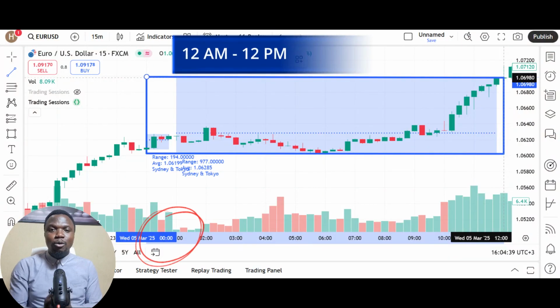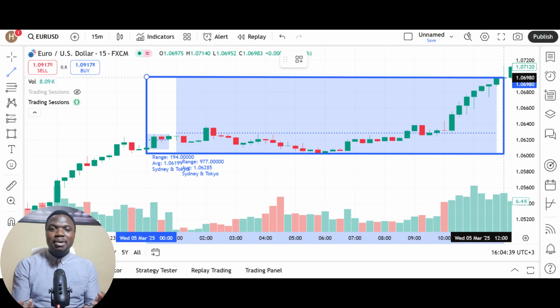Then we have the Asian session, which includes both the Tokyo and the Sydney sessions, and they run from midnight up till noon. So this session is generally slower, with less volatility, but that does not mean it is useless. If you are a range trader and you are looking to buy low and sell high within a tight sideways market, then the Asian session can actually be ideal for you.